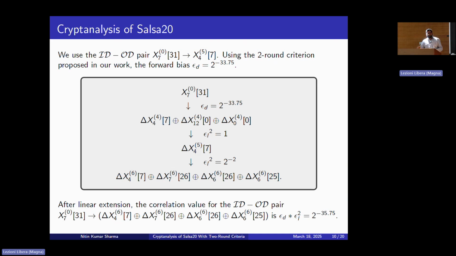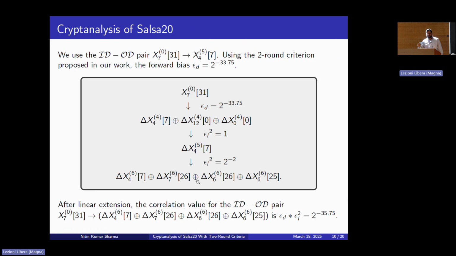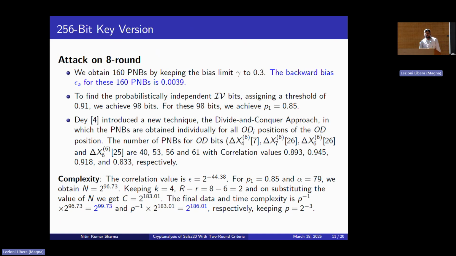So here the value of k is 4. So you can see the k here is the number of OD position. So here the positions are 4. So what the criteria is, we'll find the PNBs for the XOR value, and then we find PNB for each bit. So this helps in increasing the PNB count, and ultimately we'll get a good complexity value. So the overall bias for this complete differential is 2 power minus 35.75. Now I'll explain it in context of 256-bit key version of Salsa.